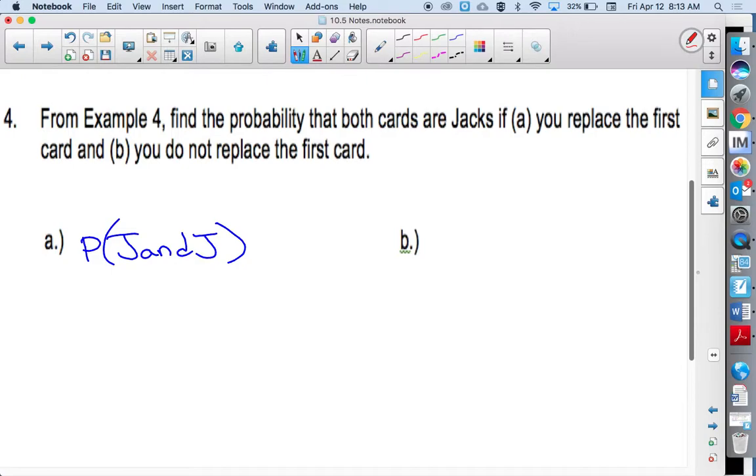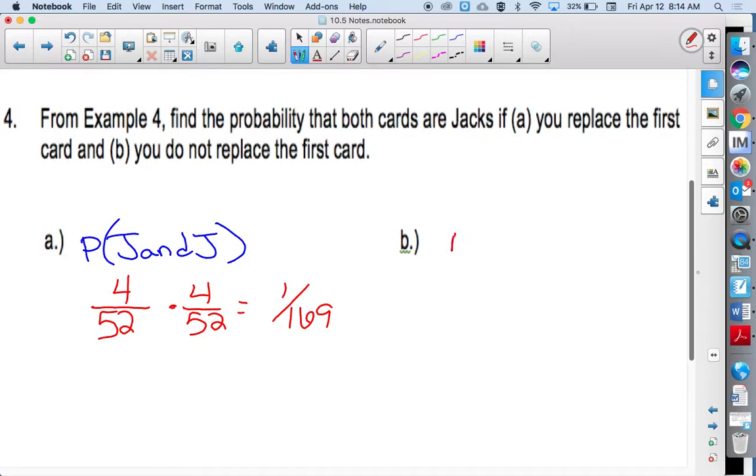Connor, how many jacks are in a deck of cards? 4. So if you take out the card, you replace it back into the deck, what's the probability of getting a second jack? 4 over 52. Yeah. And that reduces to? 1 over 169.